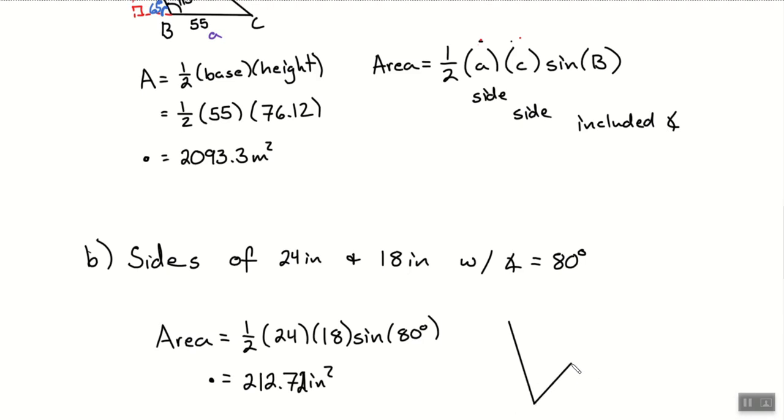So maybe it's like this. 80 would be more like that. Okay, here's my triangle. 24, 18, and 80. As long as you recognize that this is what we have, boom, boom, boom, we're done.